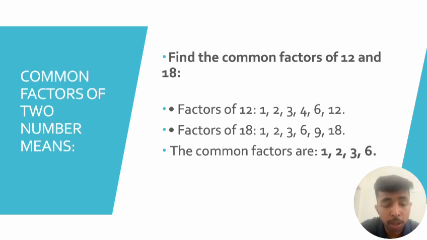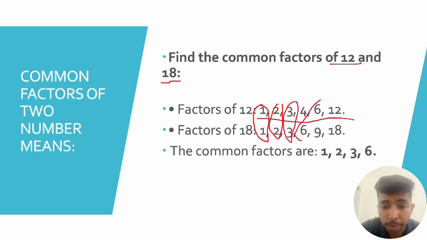So what are the common factors of two numbers? For example, if you want to find the common factors of 12 and 18. We know that the factors of 12 are 1, 2, 3, 4, 6, and 12. And similarly, the factors of 18 are 1, 2, 3, 6, 9, and 18. So in this, 1 is common between them, 2 is common, 3 is common, and 6 is common. So these are the common factors of 12 and 18.